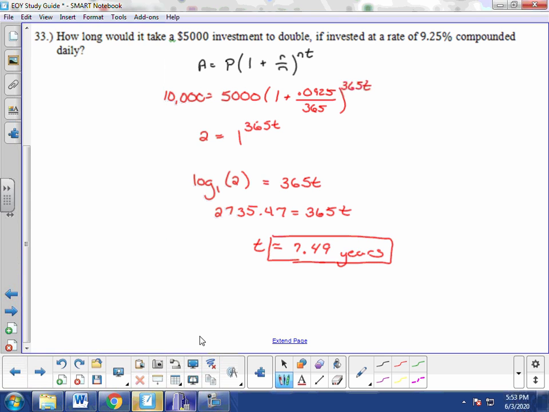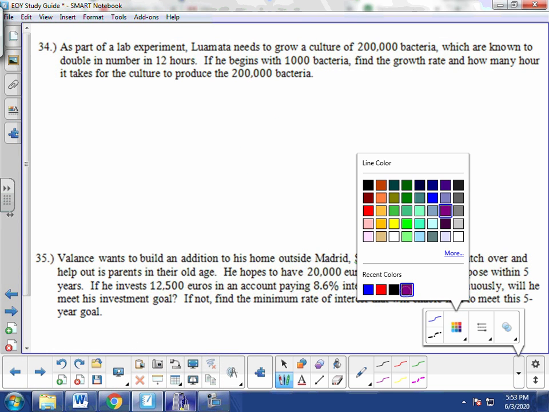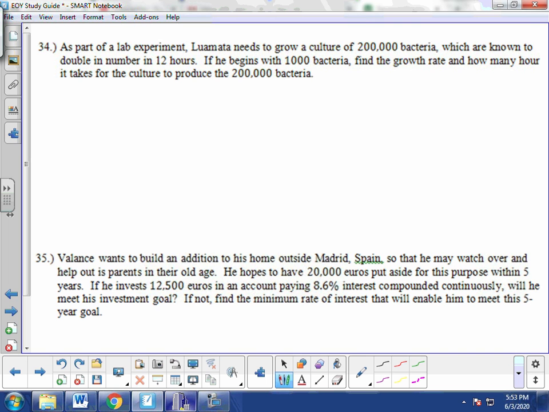Let's go ahead and take a look at problem number 34. As part of a lab experiment, Lumada needs to grow a culture of 200,000 bacteria, which are known to double in number in 12 hours. If he begins with 1,000 bacteria, find the growth rate and how many hours it takes for the culture to produce the 200,000 bacteria.